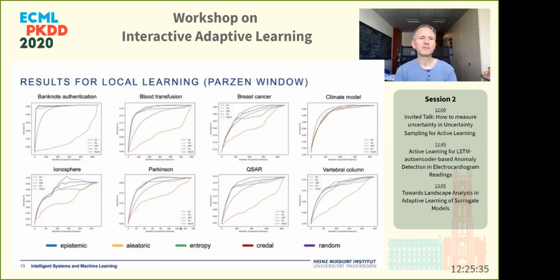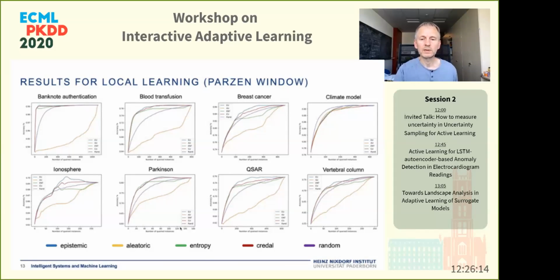So we did some first empirical studies comparing this epistemic uncertainty sampling and the aleatoric uncertainty sampling with standard uncertainty sampling, so this is entropy here, the green line, and then also with a so-called credal active learning method. This is a proposal that comes from the imprecise probabilities people, who work with so-called credal sets of probability measures, which is closely related actually also to our work.